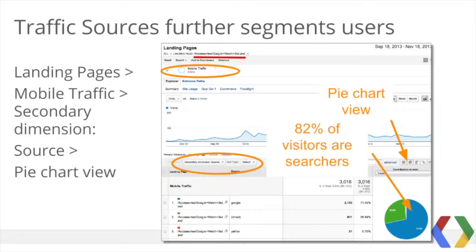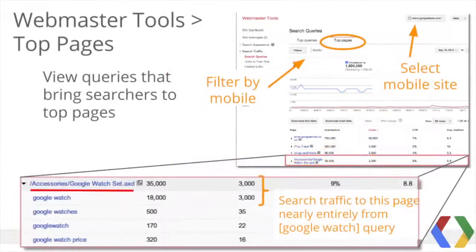In traffic sources, segmented by mobile, we can add the secondary dimension source. Then, if I click on the pie chart view, it looks like 82% of the audience that comes to this page comes on their mobile phone from search. Since search queries are intent-driven, let's go to our Webmaster Tools account for our verified mobile site. Select Top Pages and filter by mobile searches. The /accessories /Google Watch Set page is listed in Top Pages, with the dominant query being Google Watch.